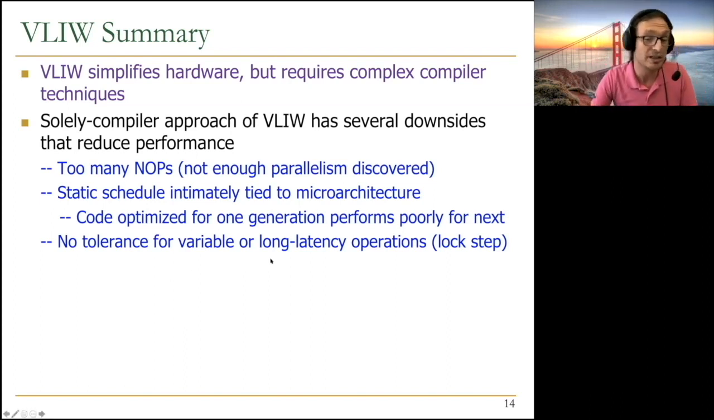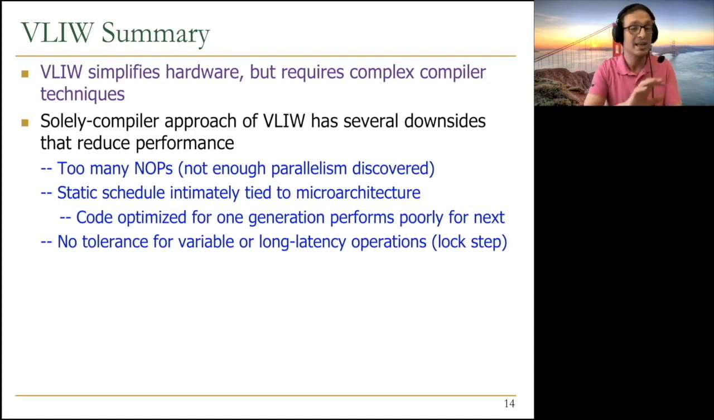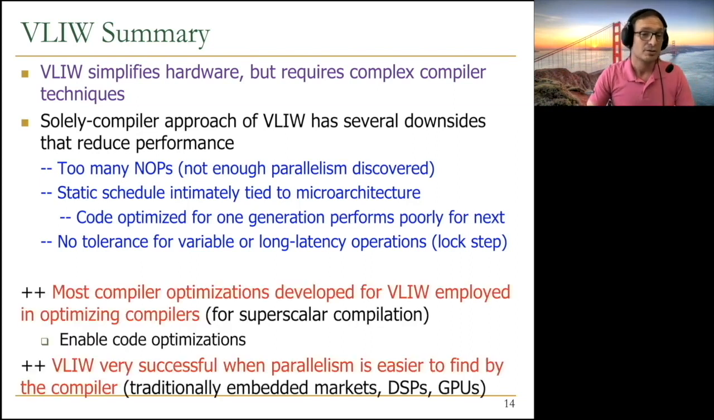And there's no tolerance for variable or long latency operations because of this lockstep nature. So it doesn't have the beauty of data flow or out-of-order execution, in basically executing instructions in parallel while you're waiting for some other instructions, right? So these are the downsides, but there are 2 big upsides. The big upsides are, most compiler optimizations developed for VLIW are actually employed in optimizing compilers today.